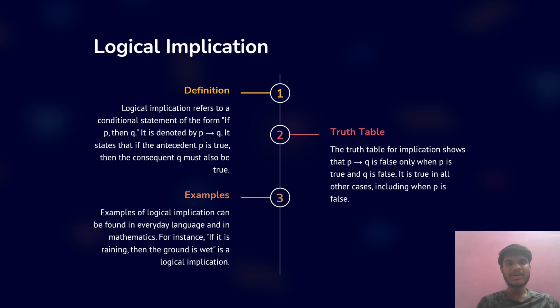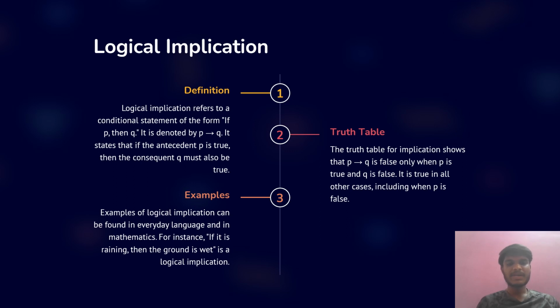Logical implication. Logical implication refers to a conditional statement of the form if P then Q. It is denoted by P implies Q. It states that if the antecedent P is true, then the consequent Q must also be true. The truth table of implication shows that P implies Q is false only when P is true and Q is false. It is true in all other cases, including when P is false.